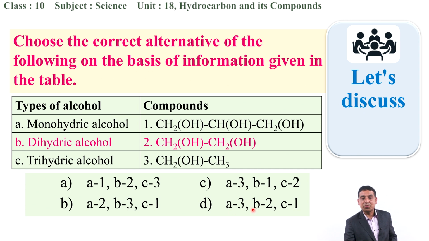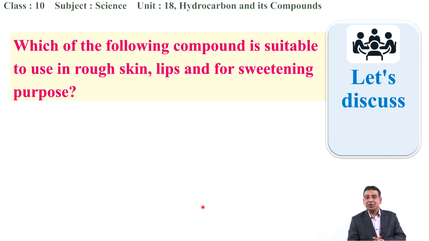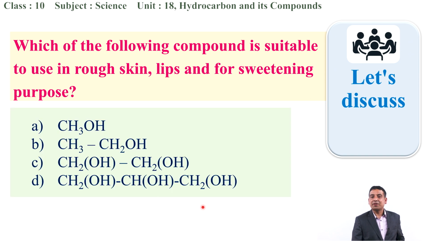But go to the fourth one: monohydric alcohol A3, dihydric alcohol B2, and trihydric alcohol C1. So this is the correct option based on the information given above. So the correct answer is D. I think you all have ticked the fourth option. Okay. Next one, which of the following compounds is suitable to use for rough skin, lips and for sweetening purposes?